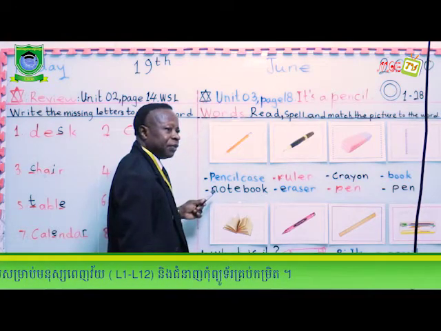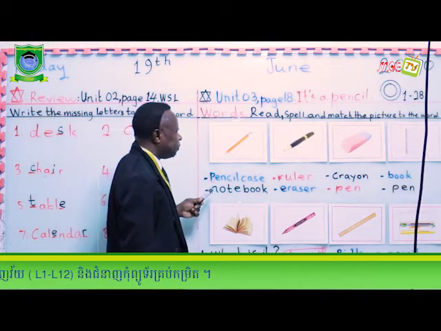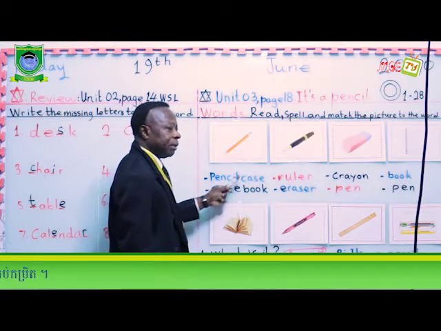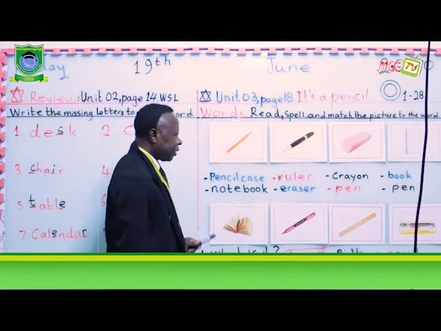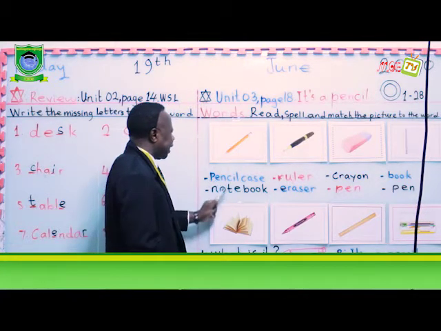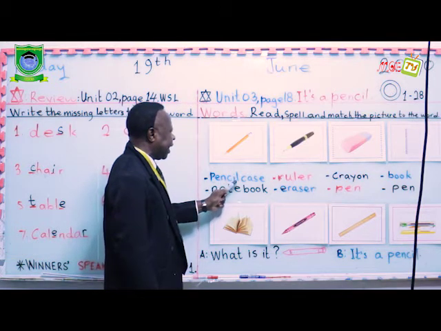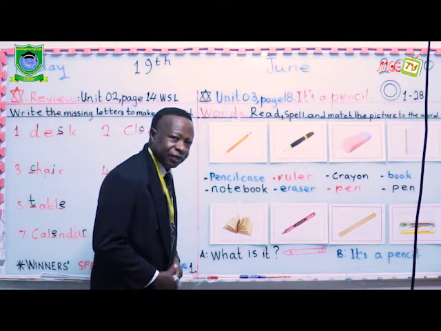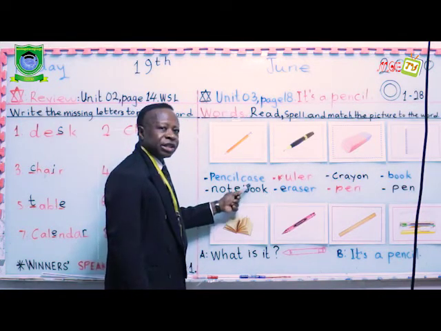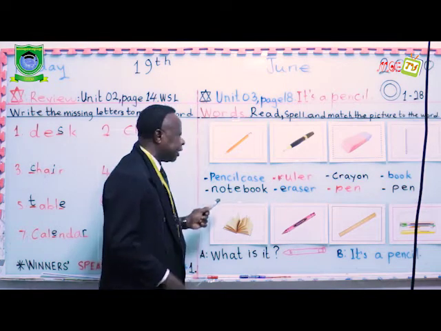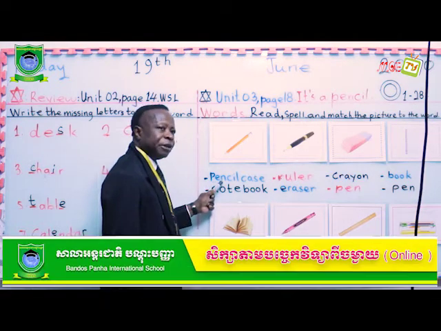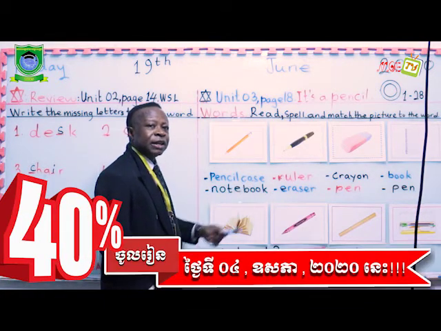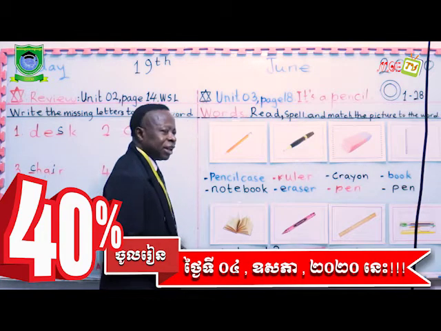The whole class, say and spell with me. Read. Pencil case. Pencil case, I spell P-E-N-C-I-L. C-A-S-E. Pencil case. Again. Pencil case, I spell P-E-N-C-I-L-C-A-S-E. Pencil case. Well done.